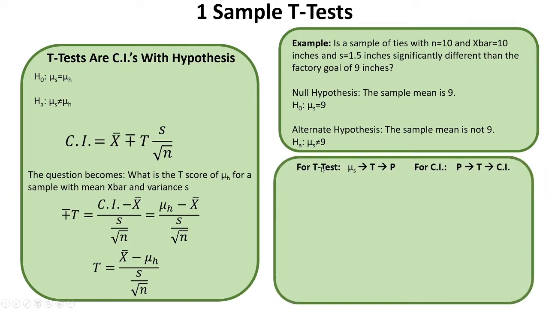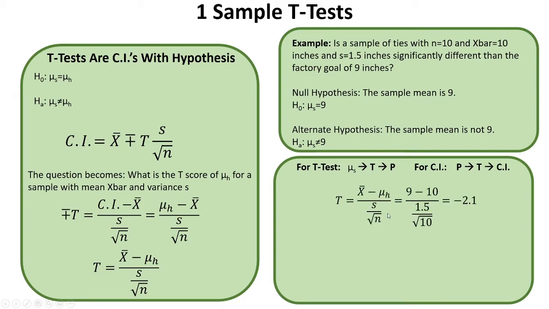For a t-test, what we're going to be doing is taking this hypothesized mean of 9, finding its t-statistic, and then finding a p-value for that, right? But for a confidence interval, you start with an alpha or p-value. You find a t-statistic, and you use that to calculate a confidence interval. So it's the exact opposite process of what you're doing for a t-test.